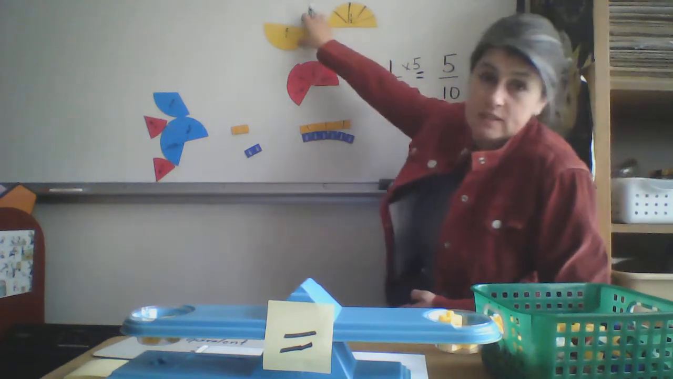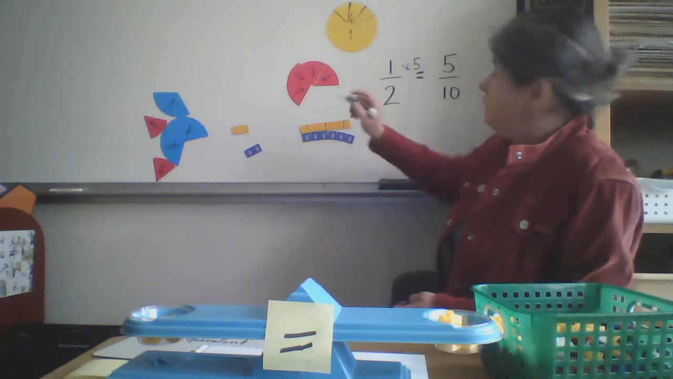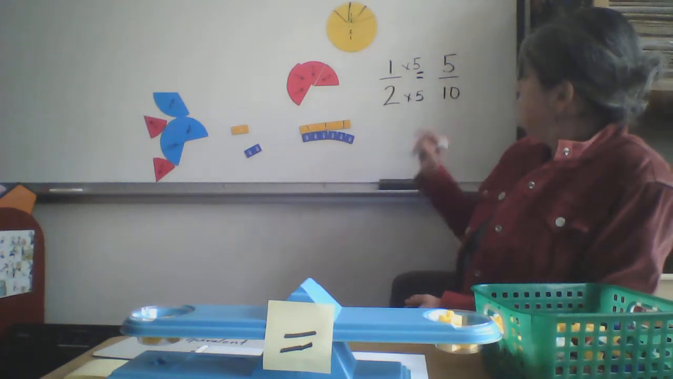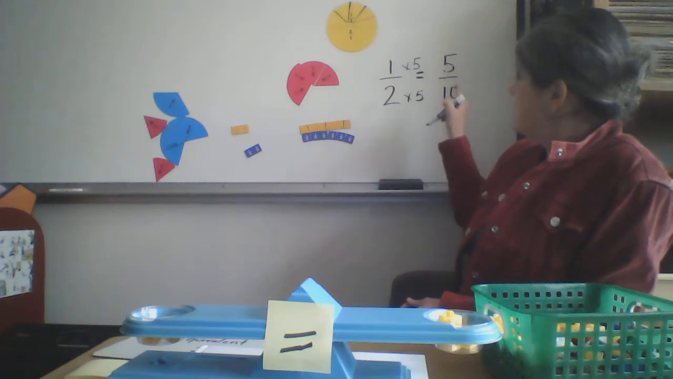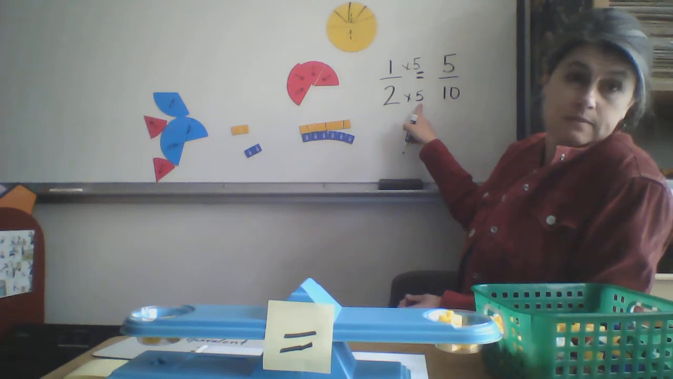So I'm going to do the same to my denominator. I'd have to do the same to this guy down here. Otherwise, I'm not talking about equal fractions. And 1 times 5 is 5, and 2 times 5 is 10. This works. These are equivalent fractions. So what I want you to see is that this number can change. It doesn't matter what number this is, as long as I'm doing the same thing to one side that I am doing to the other side.